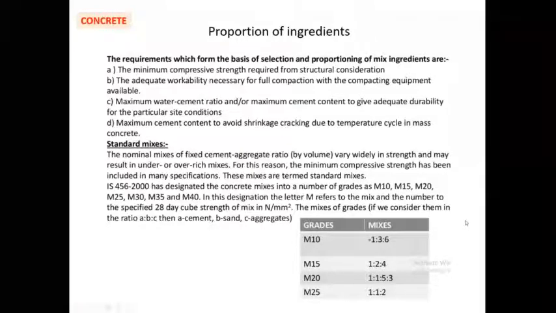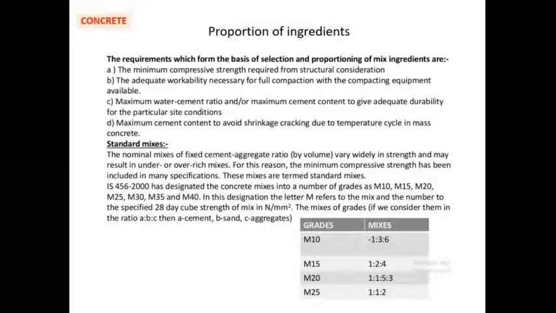So various grades of concrete are used as per the strength that is required for the structure. So we will see how these proportions are devised. The requirements which form the basis of selection and proportioning of the mix of ingredients. The first is minimum compressive strength required for the structural consideration. Okay, compressive strength is always a concern for concrete. So what grade of concrete to use depends on the compressive strength.